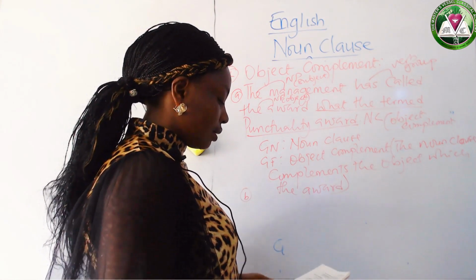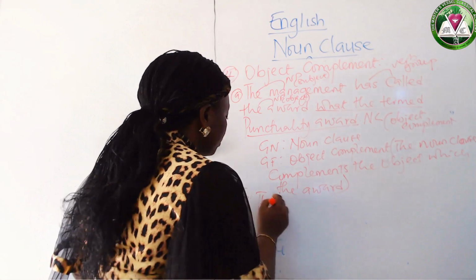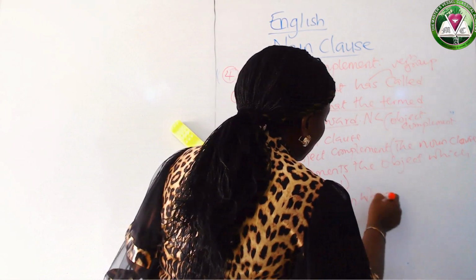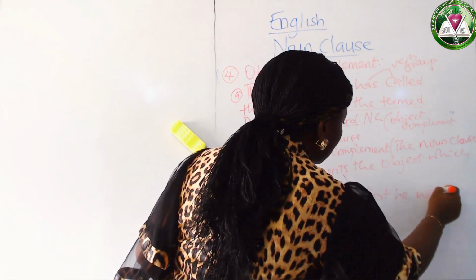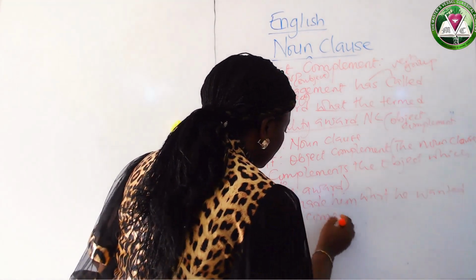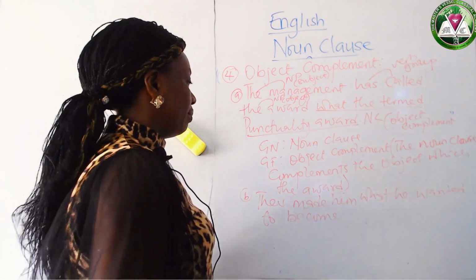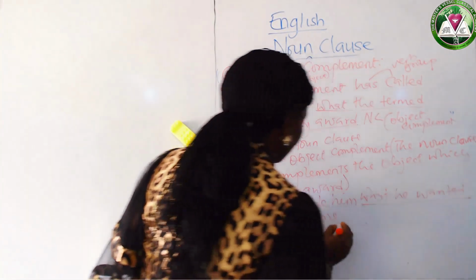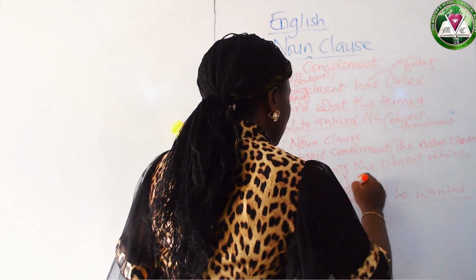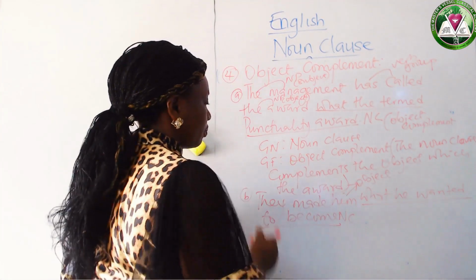Can we take another example? Okay, another example. They made him what he wanted to become. What did they make him? What he wanted to become. That is our noun clause, our NC. Our object is him, a pronoun. They is a pronoun as well, the subject.